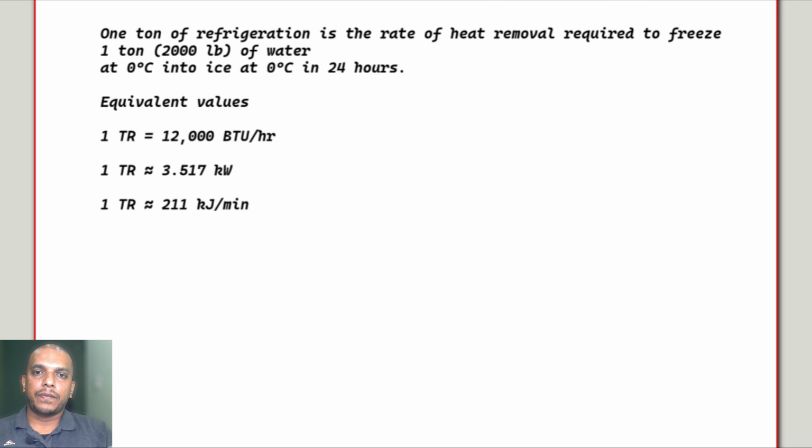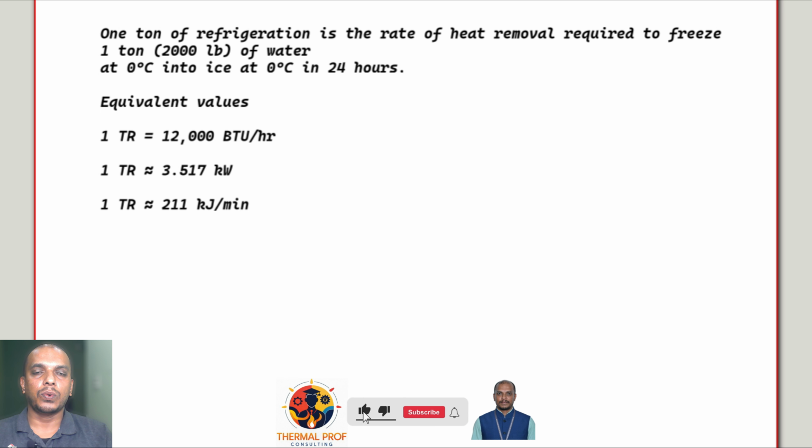So, 1 ton of refrigeration is the rate of heat removal required to freeze 1 ton of water at 0 degree Celsius into ice at 0 degree Celsius in 24 hours. We have defined the equivalent values of 1 ton of refrigeration: 12,000 BTU per hour or 3.51 kilowatt or 211 kilojoule per minute.